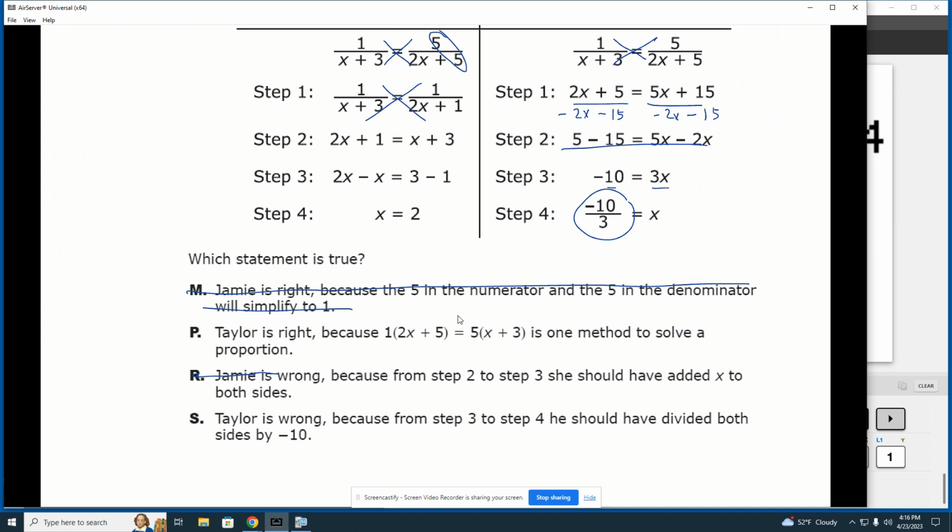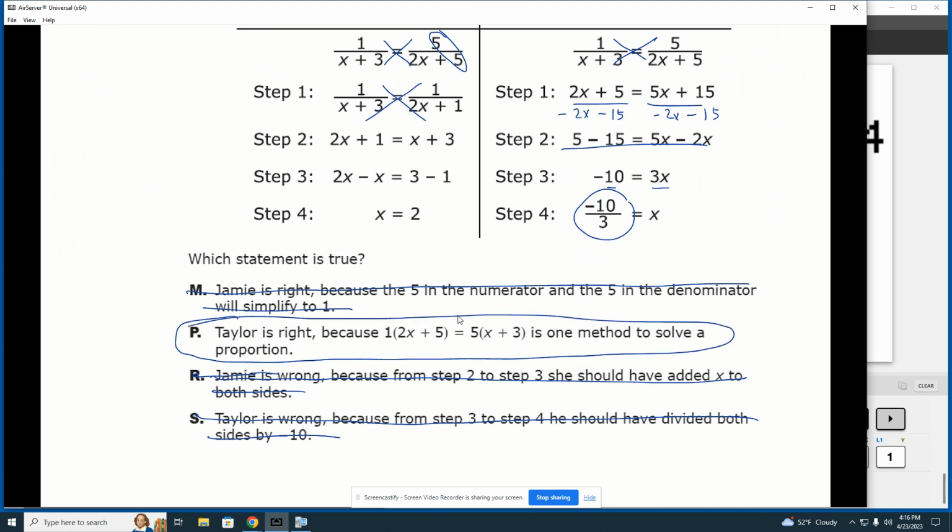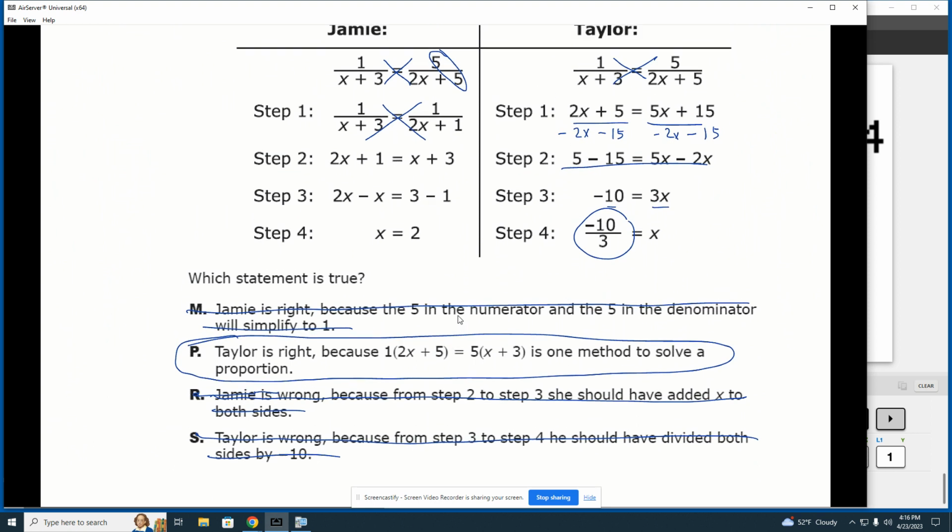Okay, hang on. Because step 2 to step 3 should know. He missed it. Jamie missed it right from the get-go. Taylor is wrong. Nope, Taylor was right. So it has to be P, because 1 times 2x plus 5 is equal to 5 times x plus 3. Cross multiplication. Easy peasy. All right?